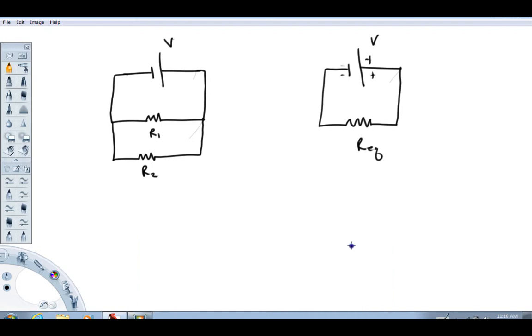I'm making this video to introduce you to the concept of equivalent resistance and to demonstrate how to calculate equivalent resistance. So before we start here, what we got going on.